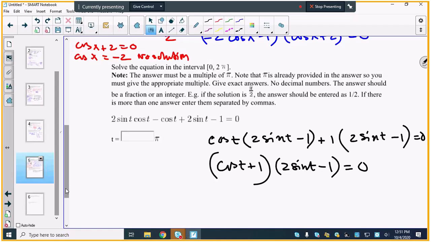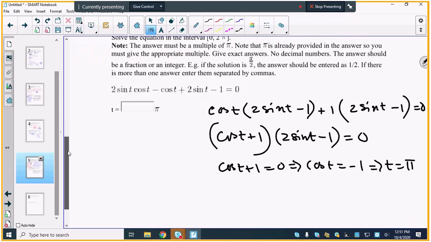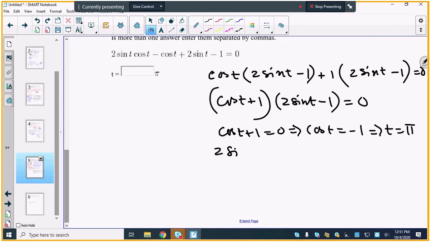So remember, cosine t plus 1 is 0, means cosine t is negative 1, and this is a quadrant angle. Cosine t is negative 1 only at pi. So the first one tells me t is pi, because I want the solution between 0 and 2 pi, and that's the only solution. Or else 2 sine t minus 1 is equal to 0, which tells me that sine t is 1/2.